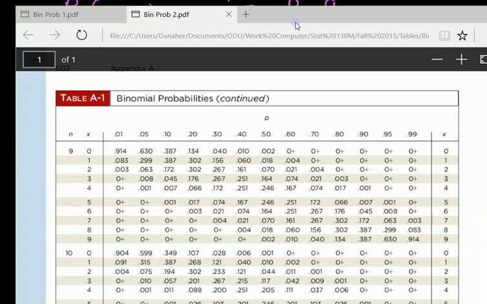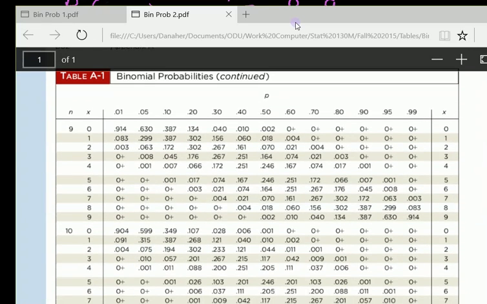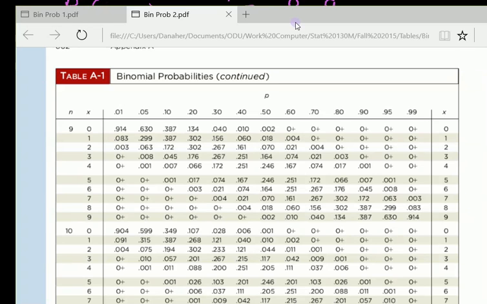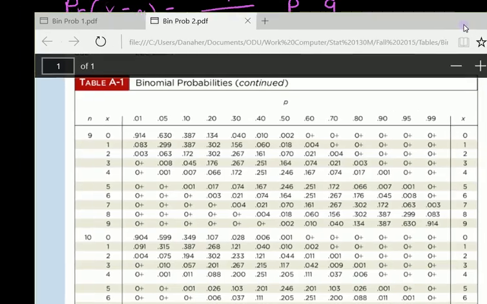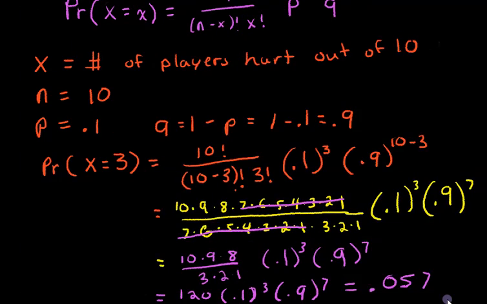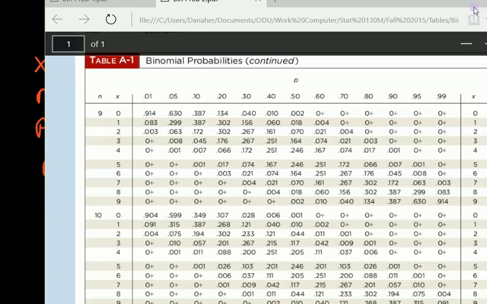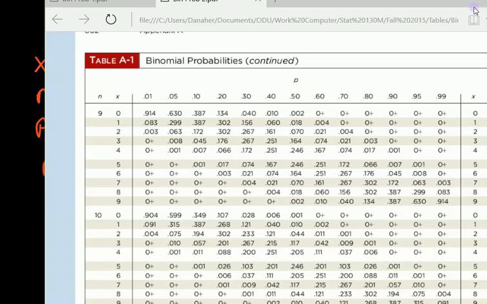we could look for n equal to 10. So that's here, n equal to 10. And then x equal to 3, and that's right here. And then p equal to 0.1, so that's this row right here, column right here. Where those all meet, n is 10, x is 3, and p is 0.1, see right there, 0.057. Wow, that's nice, right? 0.057, which is our answer. So this table is basically a calculator.